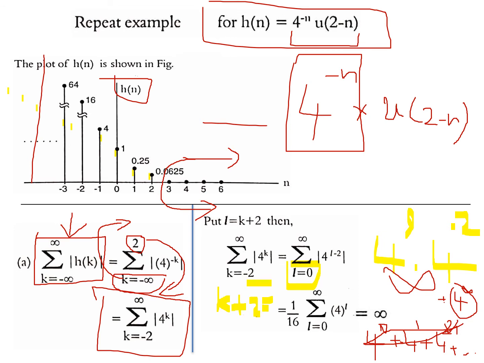Okay, now what about the memory property and the causality property? That you can tell by looking at the graph itself. Because the impulse response starts before 0 and the impulse response is not 0 for n less than 0, the system is non-causal.